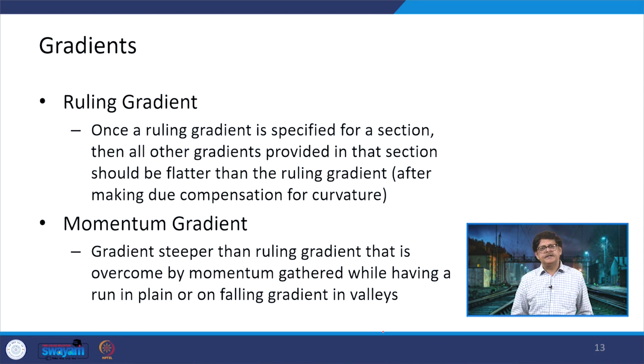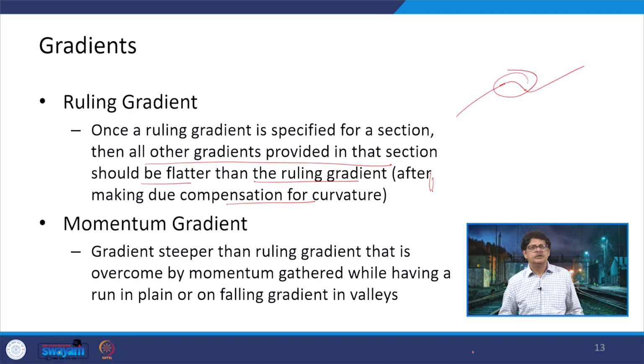Now, once the rolling gradient is specified for a section, all other gradients provided in that section should be flatter than the rolling gradient after making due compensation for the curvature. That means, there may be a possibility that you are on a gradient, but at the same time there is a curvature and again a gradient. So, this curvature will induce further resistance. This also needs to be taken care of, and at that point we may need some other value, but otherwise, as far as possible, we should stick to the rolling gradient.